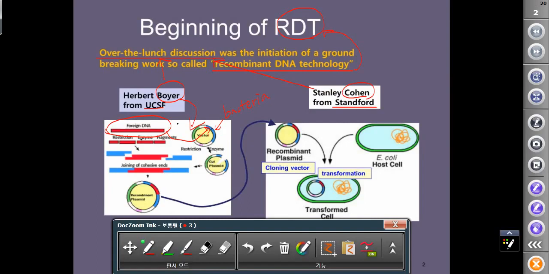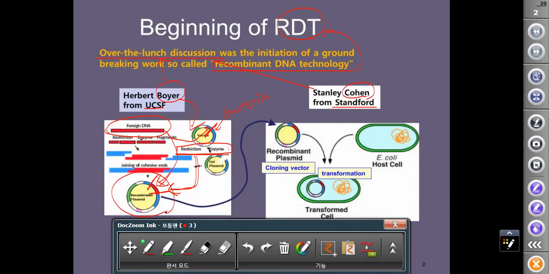So now let's say you have this foreign DNA and you open up this vector here with a restriction enzyme. Okay, you will learn about it in the next slide. You can cut a vector with a restriction enzyme like that, and through the open area from that cutting you can insert this foreign DNA. So this is a resultant recombinant plasmid.